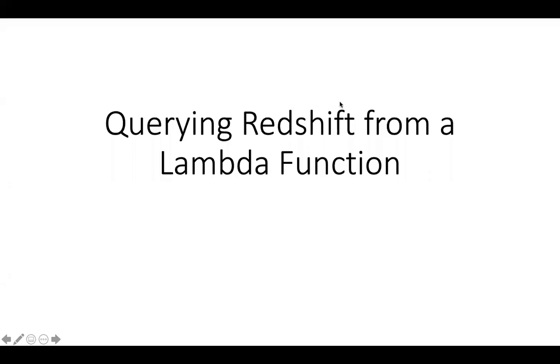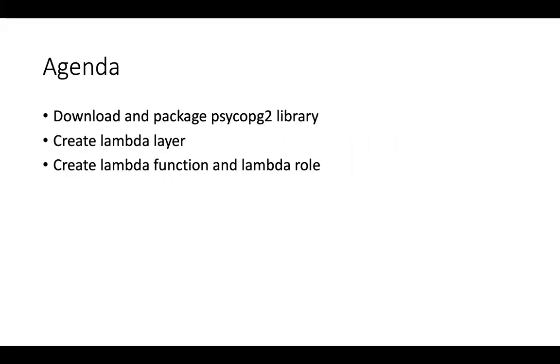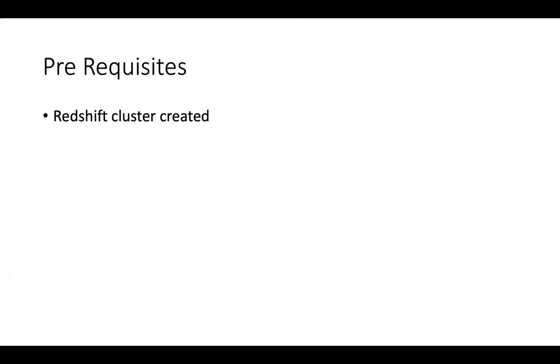Hi, everybody. Today we're going to query Redshift from a Lambda function. First, we need to download and package the psycopg2 library. This is going to be the client library that will allow us to connect to our Redshift cluster. Then we're going to create a Lambda layer with this particular library in it, because this library is not native to the Lambda Python runtime. Then we're going to create a Lambda function and a Lambda role to query our data in Redshift. The prerequisite is to have a Redshift cluster created. All right, let's get started.